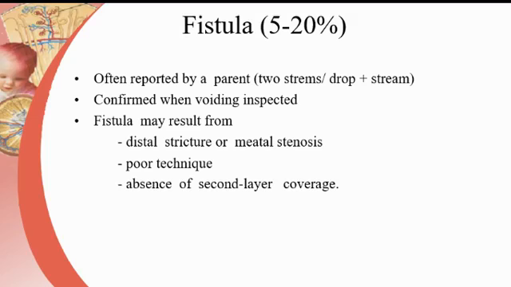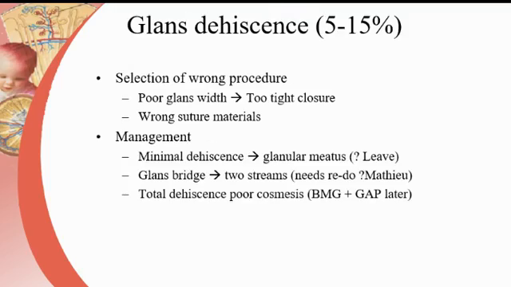Fistula is the one complication which bothers the surgeon. It is often reported by the parent as either two streams or a stream and a few drops coming from one place. It's very difficult to notice the fistula on examination. You have to ask the patient to void and then inspect while the voiding is happening, and that is when you confirm the presence of a fistula. A fistula may result from a distal stricture or a meatal stenosis. It may be because of poor technique: you have not taken the bites properly, or you have devitalized the tissues, or it can be because of absence of a second layer, like a waterproofing layer.